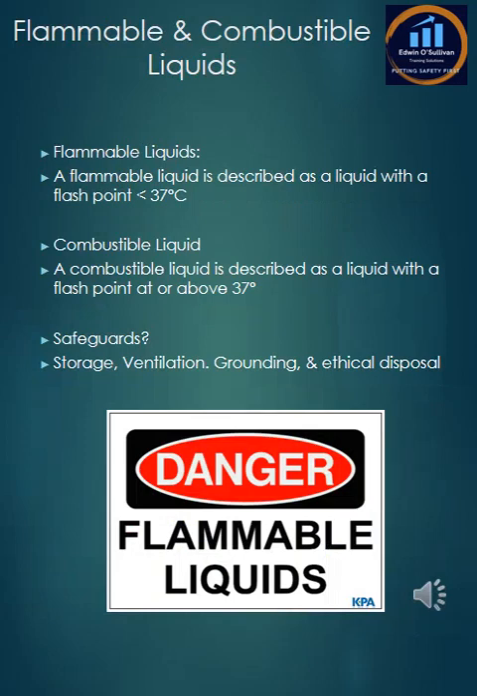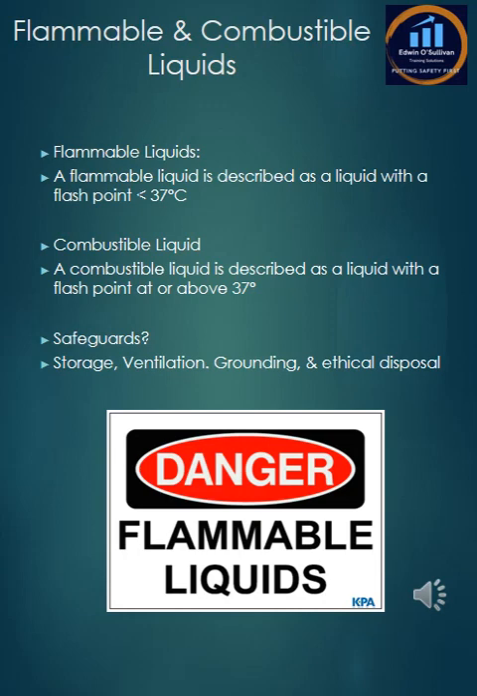So moving on to our flammable and combustible liquids. A flammable liquid is described as a liquid with a flash point below 37 degrees. So we're looking at our petrol there with a flash point of minus 45. A combustible liquid then is described as a liquid with a flash point above 37 degrees. So a diesel, for instance, would be 52 degrees before that would self-combust and ignite.